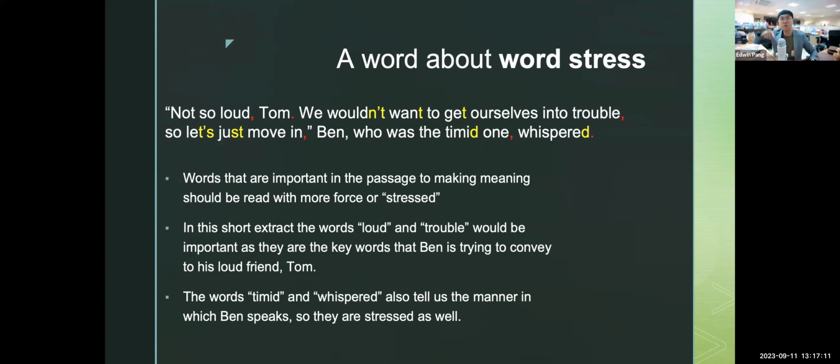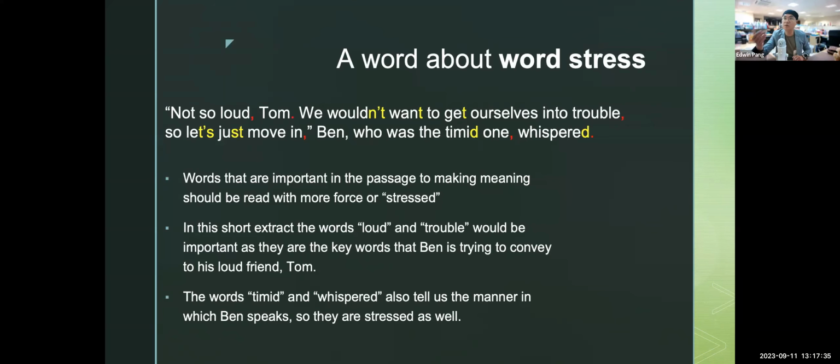You all know, right? In those medical dramas, you always see the heartbeat monitor, right? If the heartbeat goes flat, that means the subject is dead, right? Yeah, so you don't want to read like that. You want to go up and down, up and down, up and down, right? So not so loud, Tom, right? We wouldn't want to get ourselves in trouble. So let's just move on.